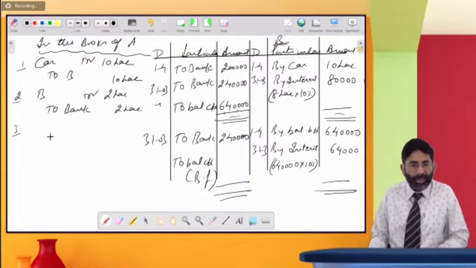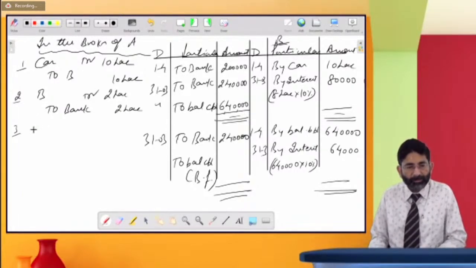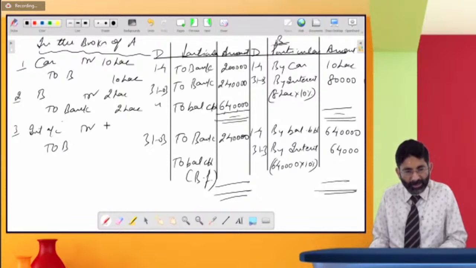So entries are very simple. B to bank when the installment is paid. When the interest is due, the entry is with you: interest account debit to B, interest to B. Interest account debit to B's account with rupees 80,000, beta.